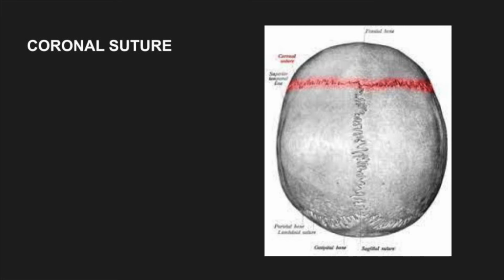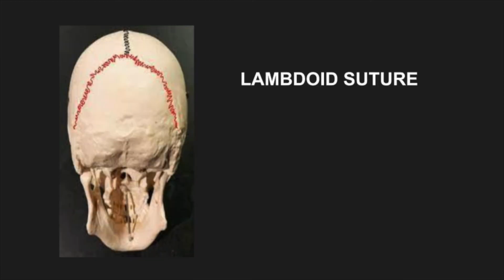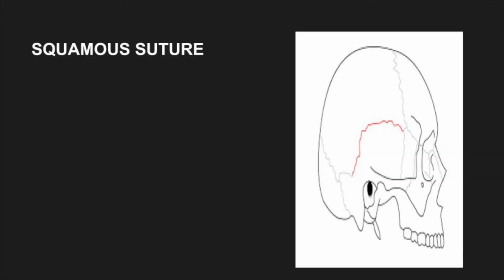The coronal suture is located between the parietal and frontal bones. The sagittal suture is present between the two parietal bones. The lambdoid suture is located between the parietal and the occipital bone. The squamous suture connects the parietal and the temporal bone.